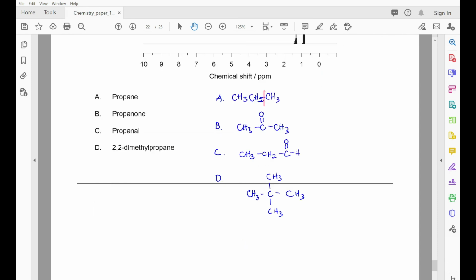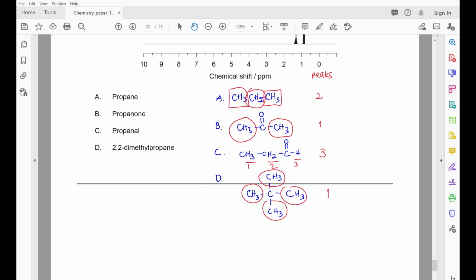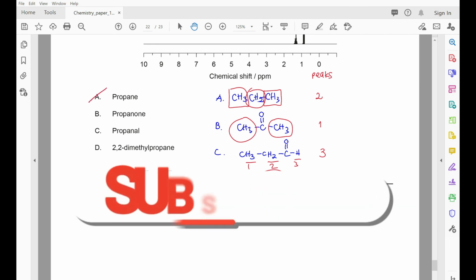Propane has two different hydrogen environments. This is one, and this is another one. So it will show two peaks. Propanone has only one hydrogen environment because the methyl group on the left and on the right are exactly the same. C has three different hydrogen environments, 1, 2, and 3. Whereas D, all these methyl groups are completely identical, so it will show one peak only. So the answer is A.